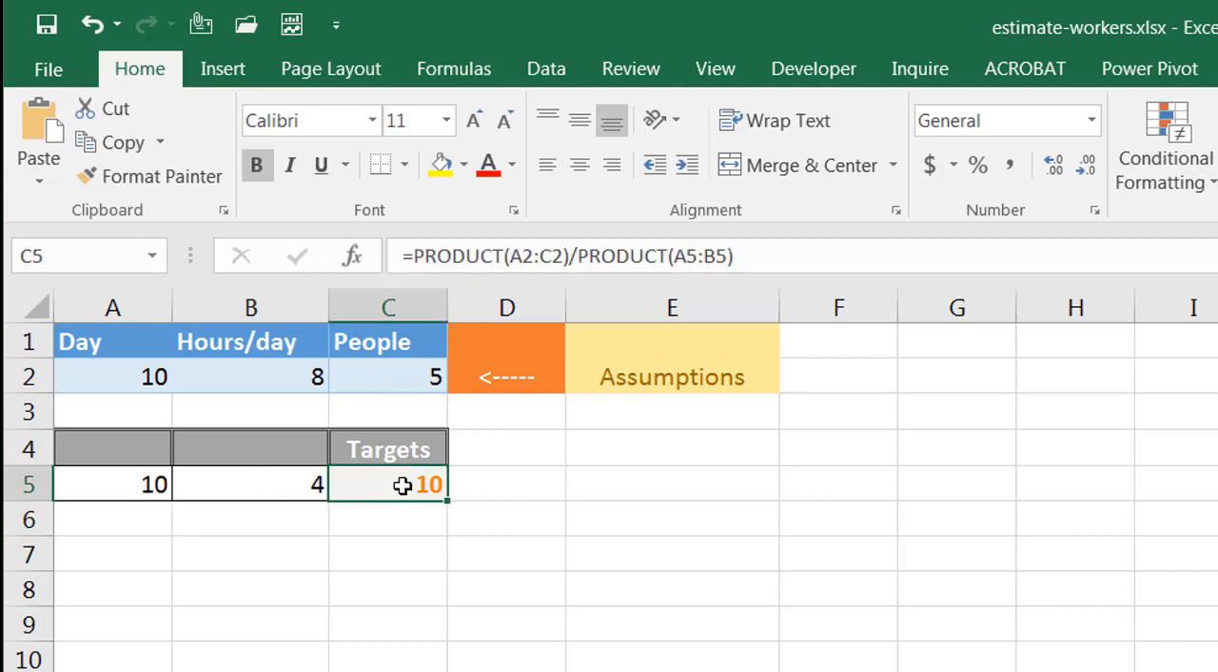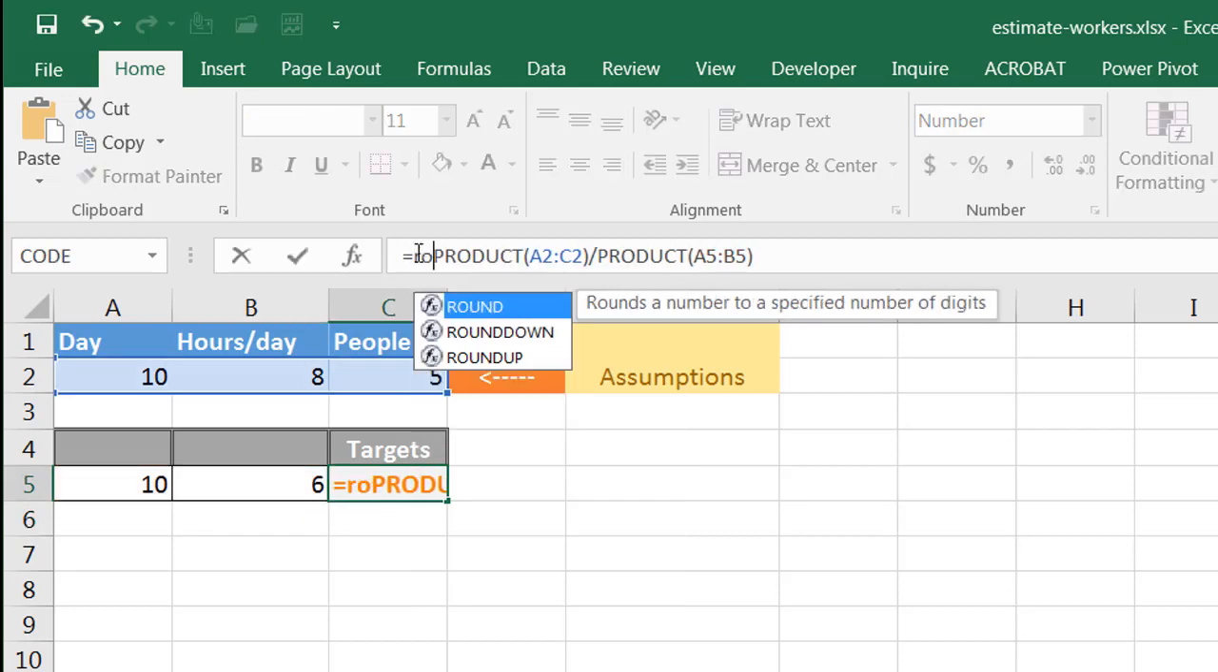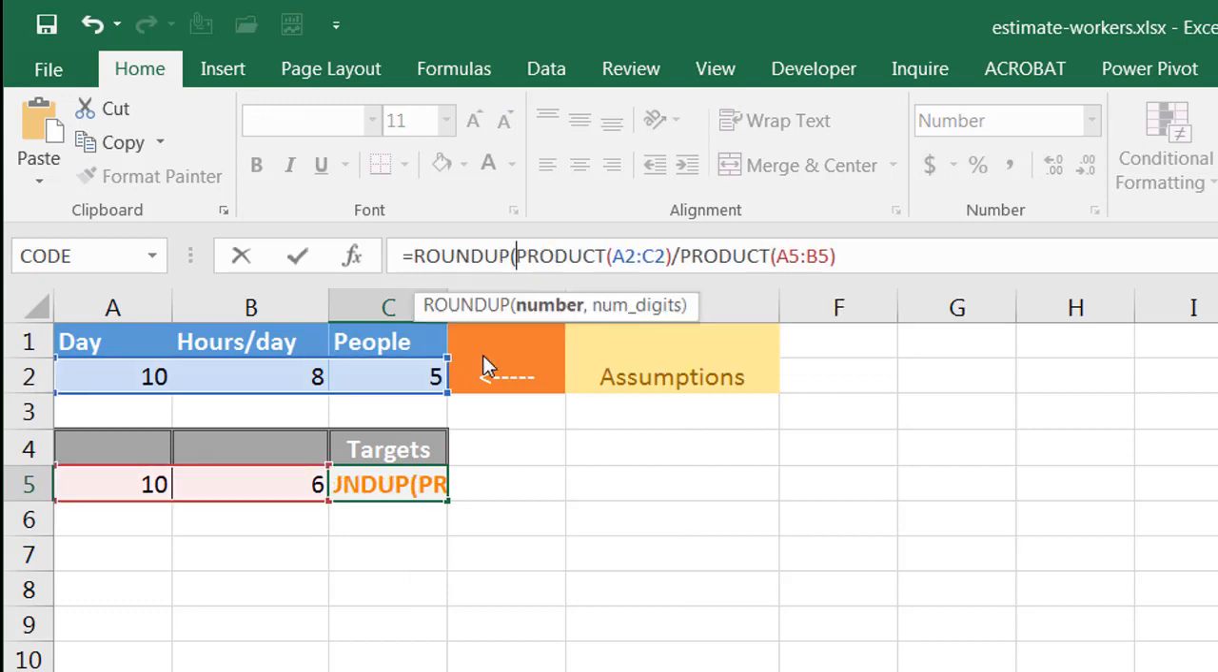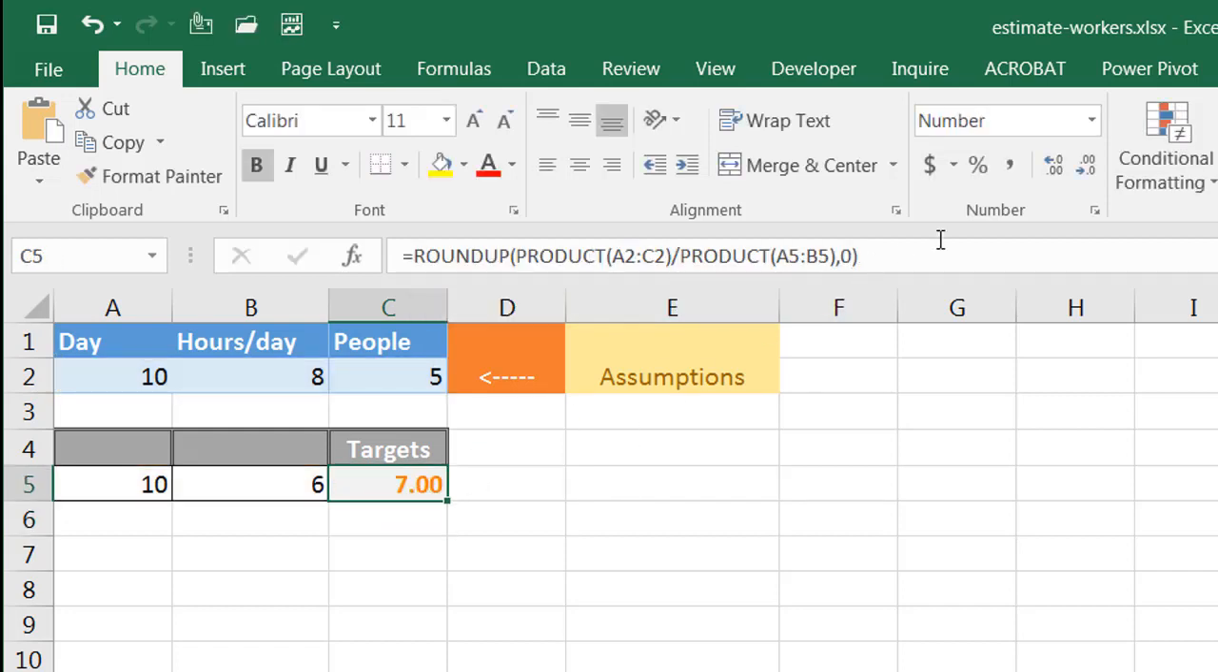Another thing to consider is this particular division. It does give you decimals, right? So if we had maybe 6 hours, we'd have 6.67, and we don't want to do that. We want to be able to round it. Probably if we want to be conservative, we want to round up. So for this scenario, we're just going to select ROUNDUP, double click that, and round up to number digits 0. We don't want decimals. Close parentheses, press enter. So we're going to get 7, right? Let's remove the decimal places here.